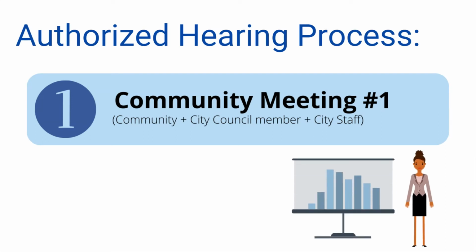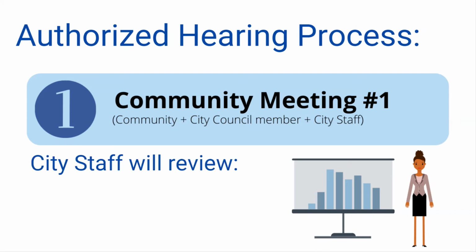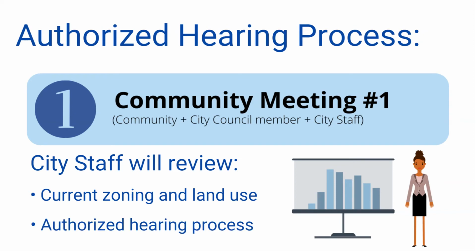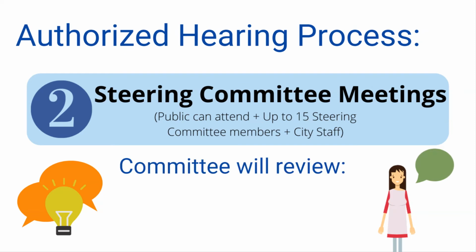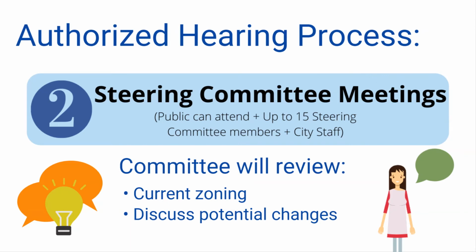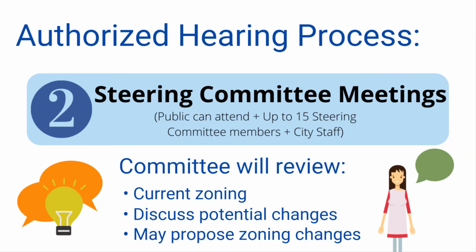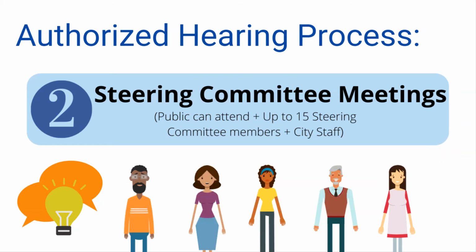First, there is a community meeting hosted by the Dallas City Council member and the city staff. The staff will review the current zoning and land use and explain the authorized hearing process. Second, there are a series of steering committee meetings. The committee will review the current zoning, discuss potential changes, and may propose zoning changes. The public can attend these meetings and submit comments to staff. The City Council member will appoint at maximum 15 people representative of the authorized hearing area to the steering committee. These representatives can include the neighbors.